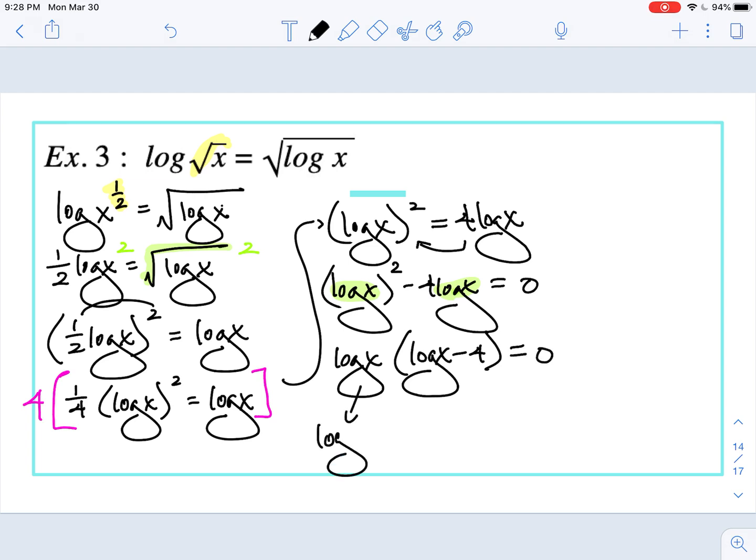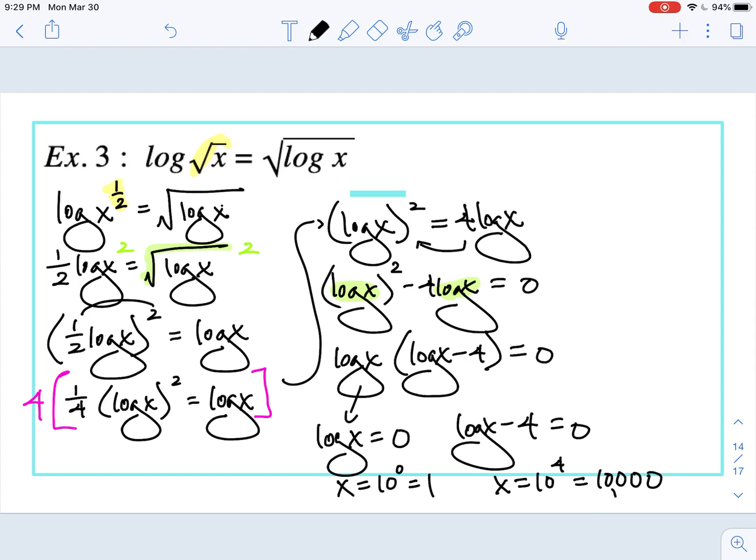And so I end up with log x equals 0, or log x minus 4 equals 0. And when we think about how to solve those, we can rewrite them in exponential form. In this case, I'll get x equals 10 to the 0, or 1. And in this case, I'll get x equals 10 to the 4th, or I can say 10,000. And if we plug those both back in, it should give us the correct answer. And so this one and this one are both our solutions.